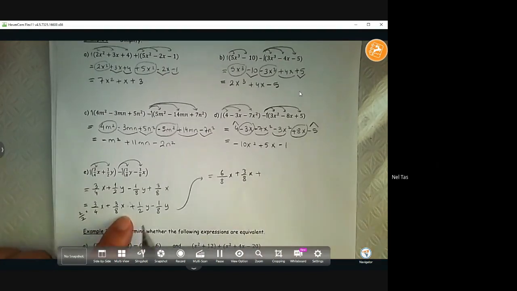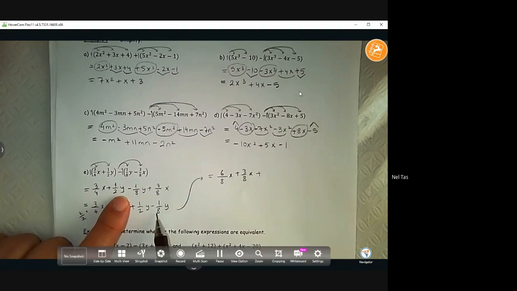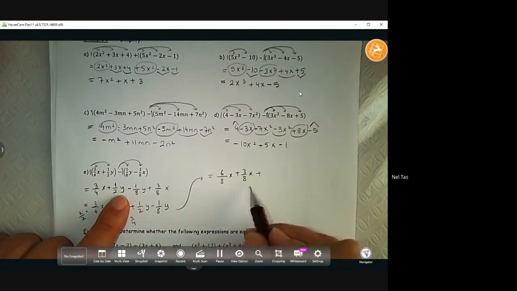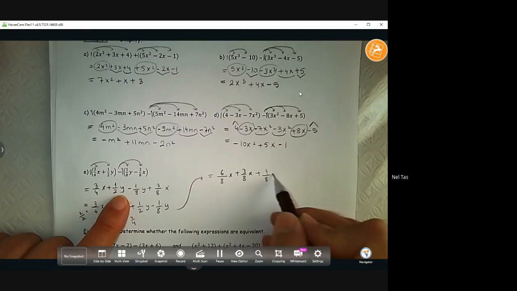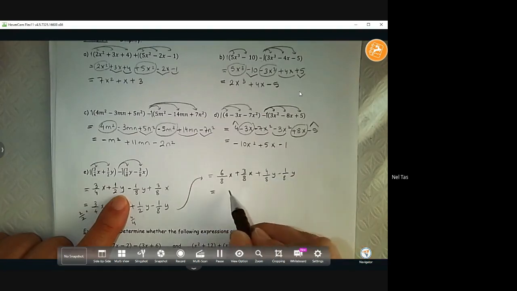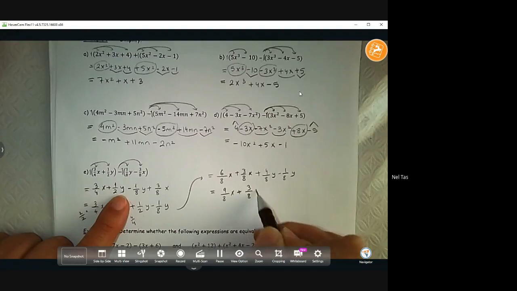Okay, now we have 1 over 2y minus 1 over 8y. Common denominator again is 8. So multiply first fraction by 4 over 4. So that gives you 4 over 8y minus 1 over 8y. Collect like terms. 9 over 8x plus 3 over 8y.